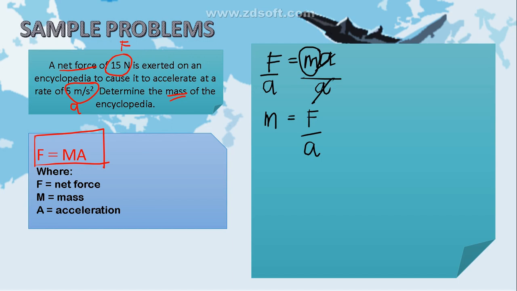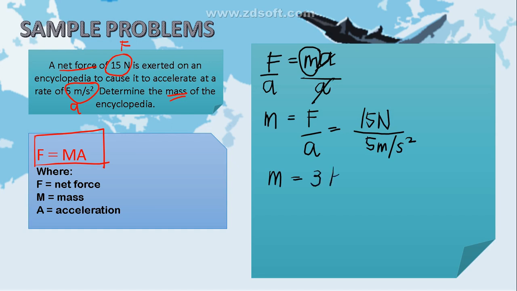all you need to do is directly write the value for force and acceleration. So, force is 15 newtons all over an acceleration of 5 meters per second squared. So, mass is equal to 15 divided by 5, which is 3. And then, our unit for mass will be kilogram.